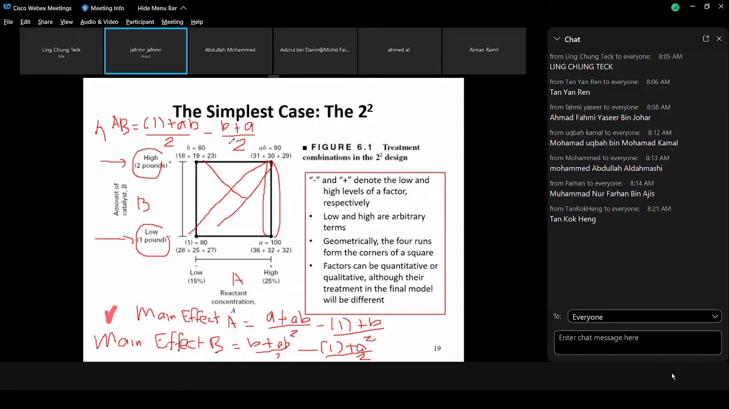I hope you can follow this very important fundamental theory, and this 2 by 2, guys. We can develop a similar analogy for 2 by 3, 2 by 4, and the rest, but the concepts are the same. Okay, main effect of A, main effect of B, and interaction effect of AB, that means the diagonal.